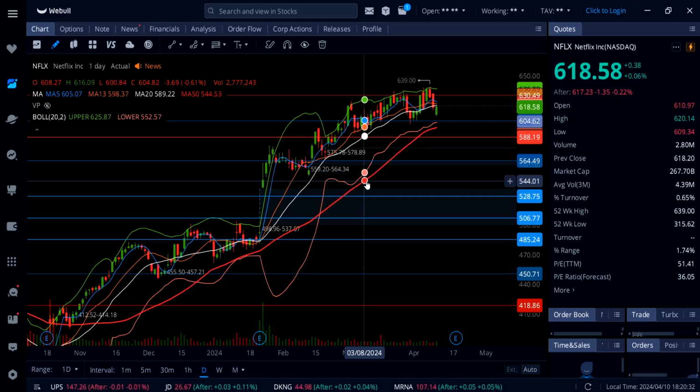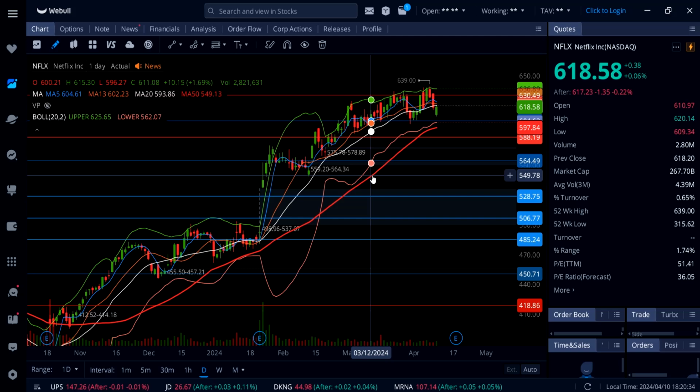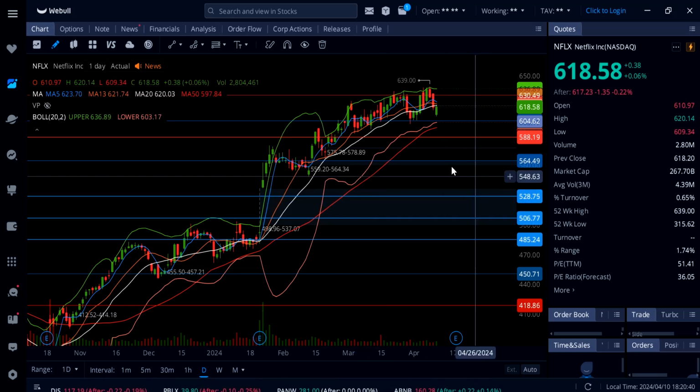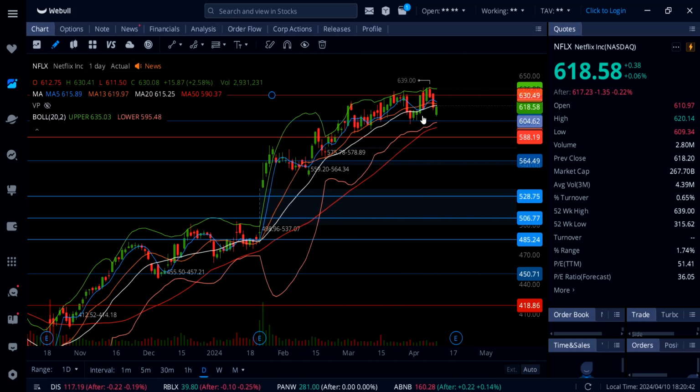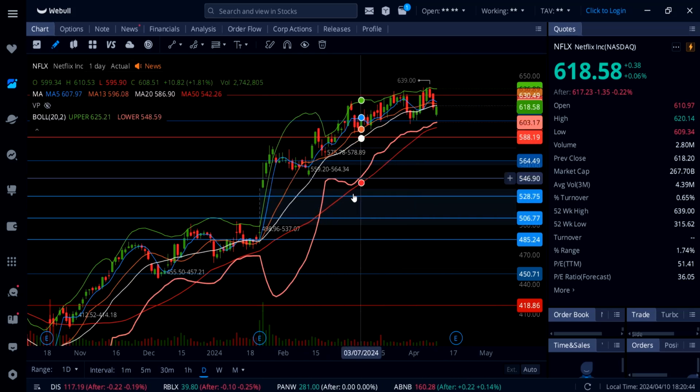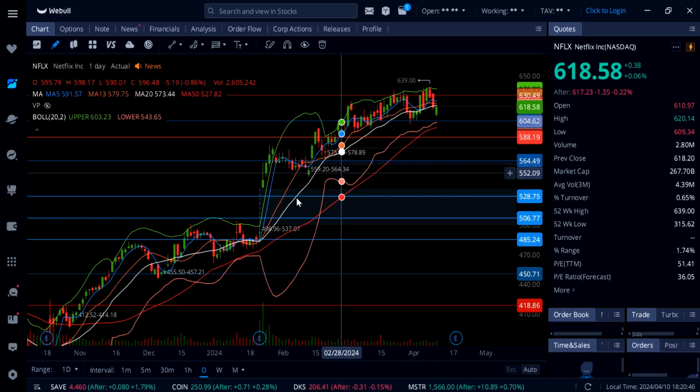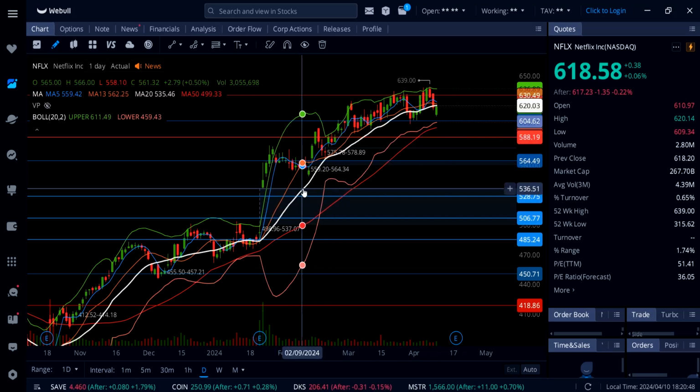603.17. We do have support below that, and that is around 597.84. Now Netflix can actually break out from this mini downtrend on the hourly time frame, and if this thing holds 620, then watch out, there will be more upside. This thing can go all the way back up to 630 and possibly even higher.